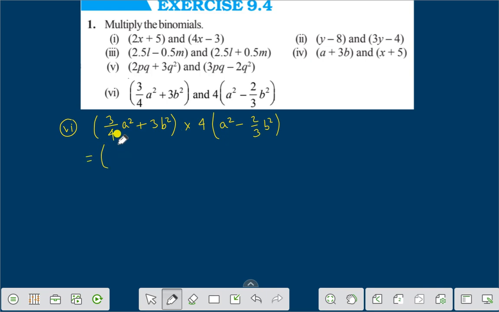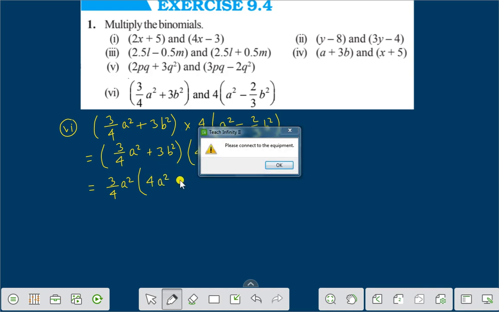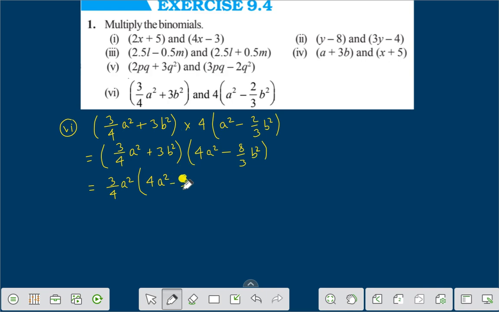Now it can be written as 3/4 a square plus 3 b square into 4 a square minus 8/3 b square. Therefore, we are getting 3/4 a square into (4 a square - 8/3 b square) plus 3 b square into (4 a square - 8/3 b square).